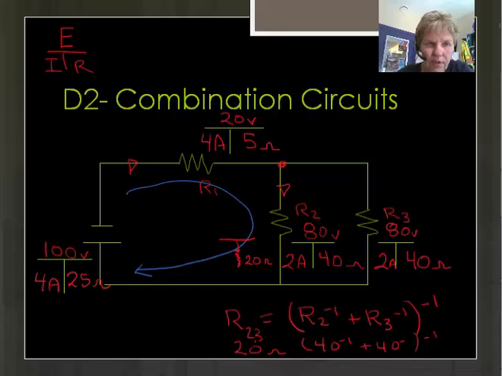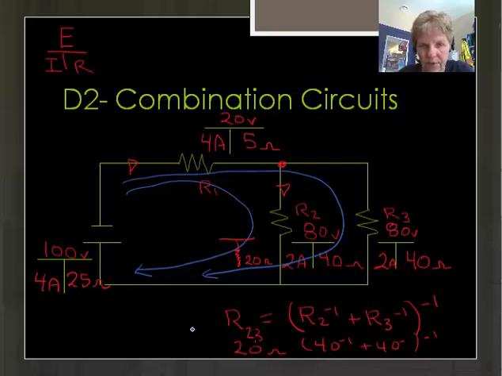We can check with another closed loop, this larger closed loop, and you will see that 100 volts with 20 volts at the first resistor and 80 volts at R3 also equals 100 volts. So for that closed loop we also are within all of the rules.